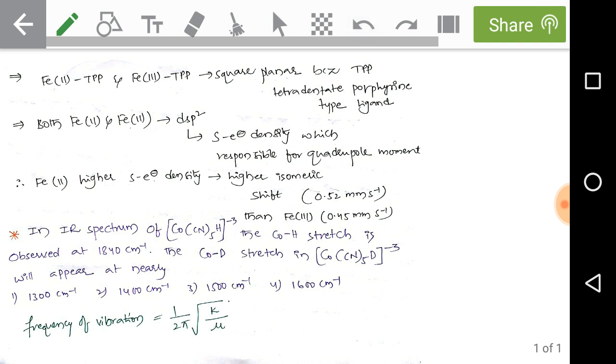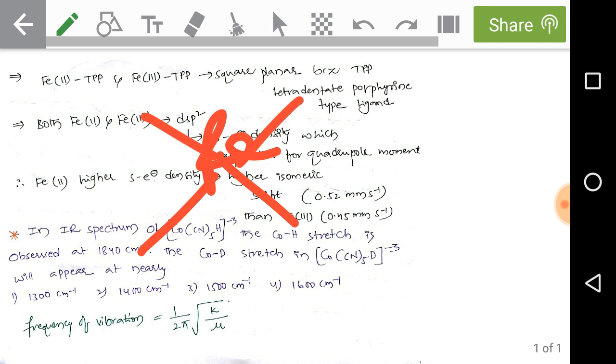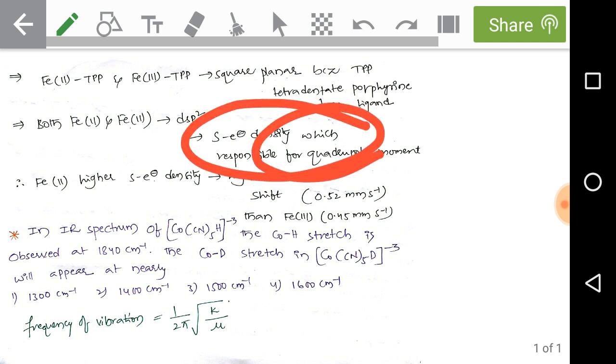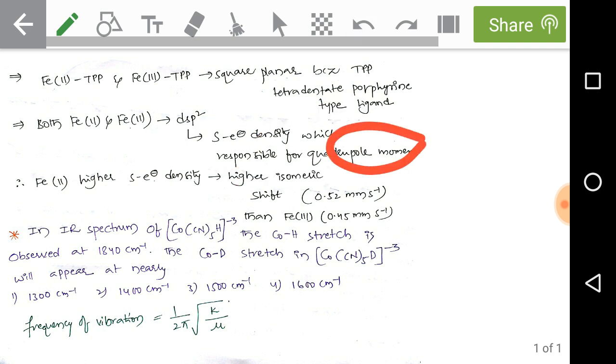Right, here both Fe(II) and Fe(III) complexes are square planar in nature, because here TPP is a tetradentate porphyrinic type ligand, which makes Fe(II) and Fe(III) square planar complexes, or square planar geometry. And both Fe(II) and Fe(III) involve dsp2 hybridization. That's why s electron density is responsible for the quadrupole moment.